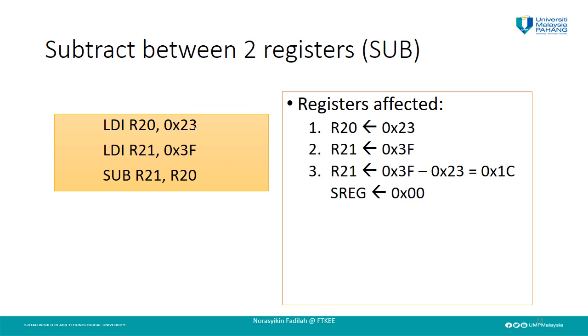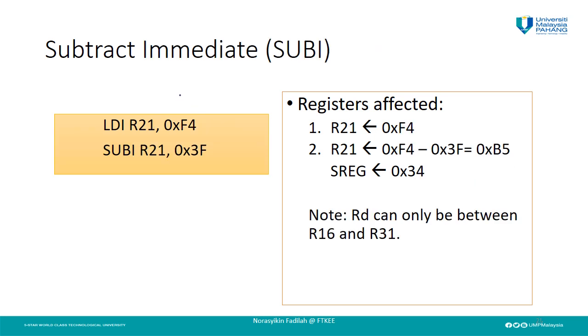Okay, the first example is subtract between 2 registers. As usual, we need to load the numbers that we want to subtract inside the registers first, and then we can do the subtraction. In this example, we subtract 23 from 3F. So when 3F minus 23, the result is 1C, and then the status register will be updated with 0.